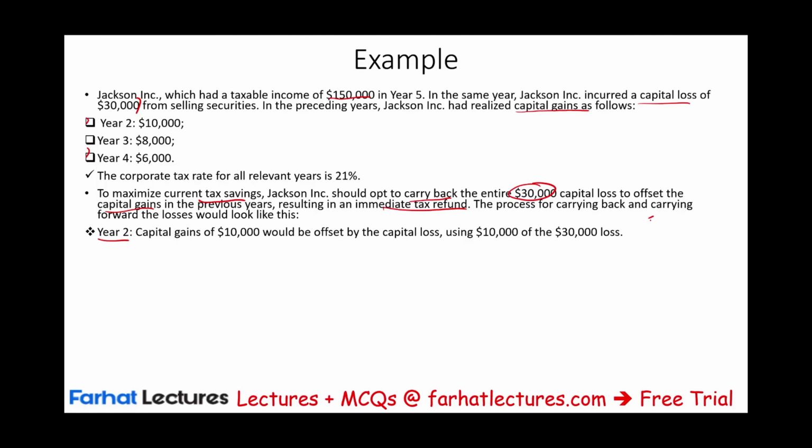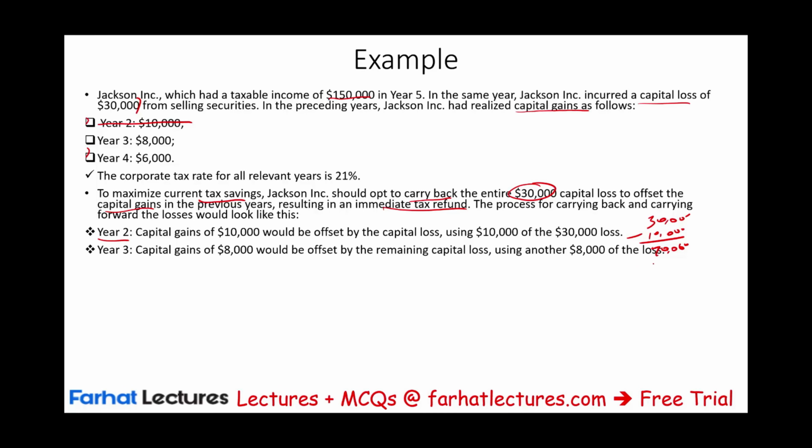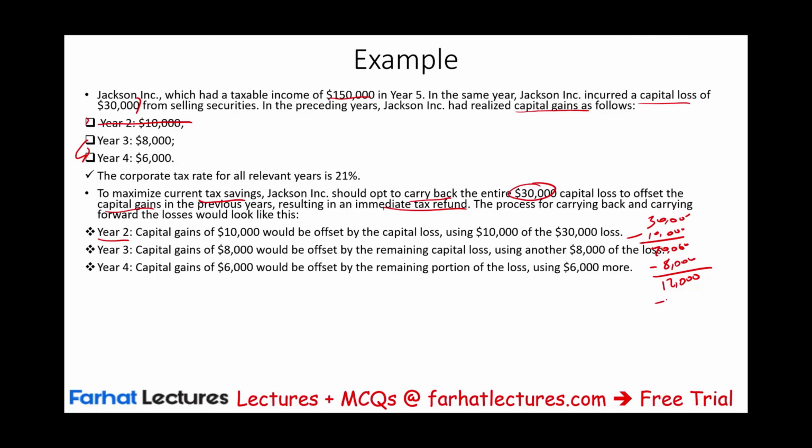Well, we have 30,000 and we used up 10. How much do we have left? 20,000. Good. Do we have more gains? Yes. So the 10,000 is gone. We have in year 3, 8,000. We're going to take that 20,000 and use 8,000 for year 3, and we're going to be left with 12,000 of capital losses. And that's going to wipe out year 4. We're going to go to year 4 and use the 12,000 to offset this 6,000 gain, and after using all the deductions we're going to have an extra 6,000.